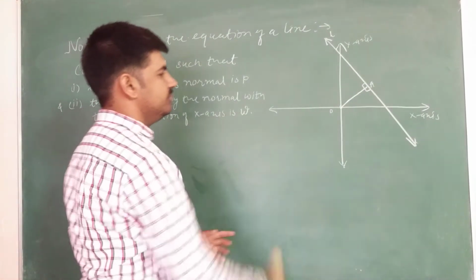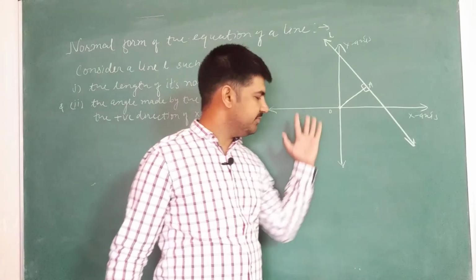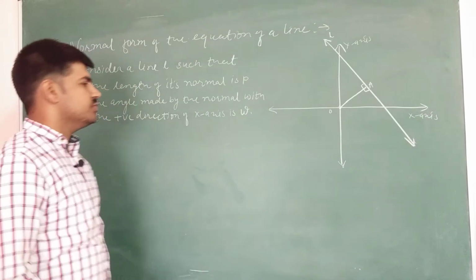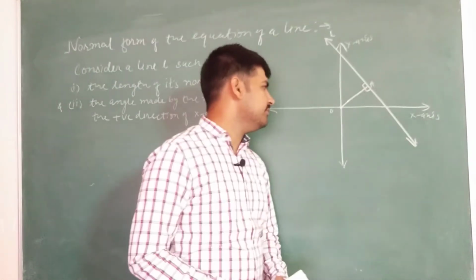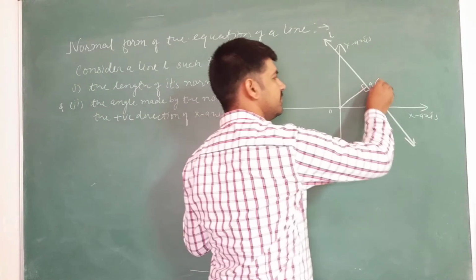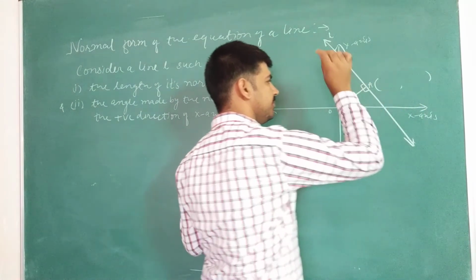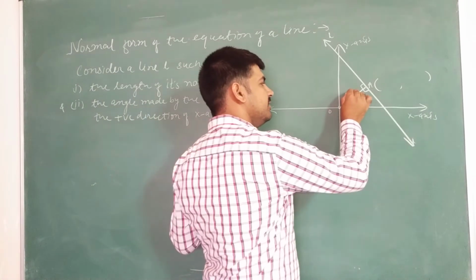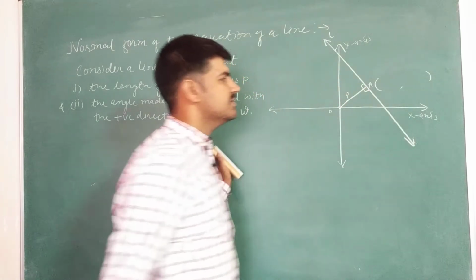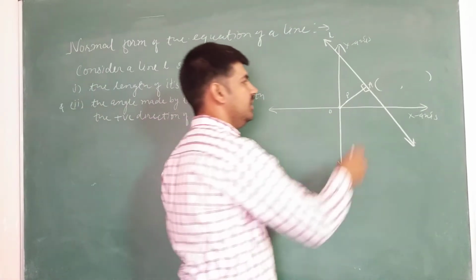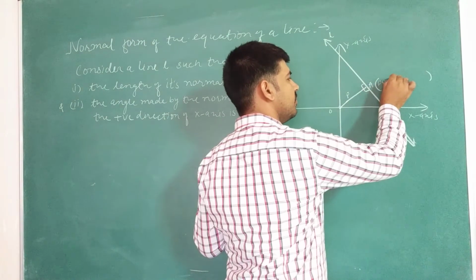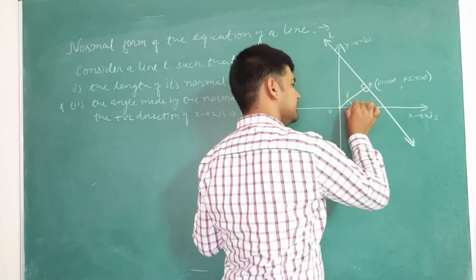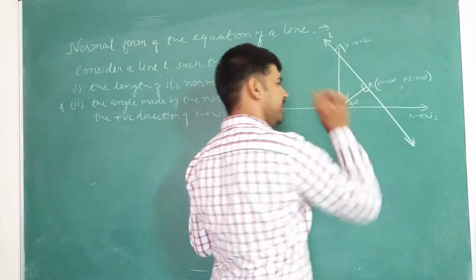The reason I explained this is that I am taking only one case; I am not explaining the different cases. So, first of all, to begin, I will get the coordinates of this foot of the perpendicular, or the coordinates of the point where the normal meets the line. As it is given, the length of normal is P, hence the coordinates of point A are P cos omega, P sin omega, as this particular angle is omega.